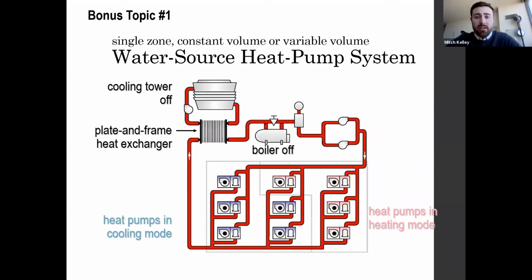So in a traditional water source heat pump system, all of the heat pumps are connected to a common water loop. A cooling tower and hot water boilers are also installed in this loop to maintain the temperature of the water within the desired range. At many times of the year, some heat pumps in the building may operate in the cooling mode, while others operate simultaneously in the heating mode.